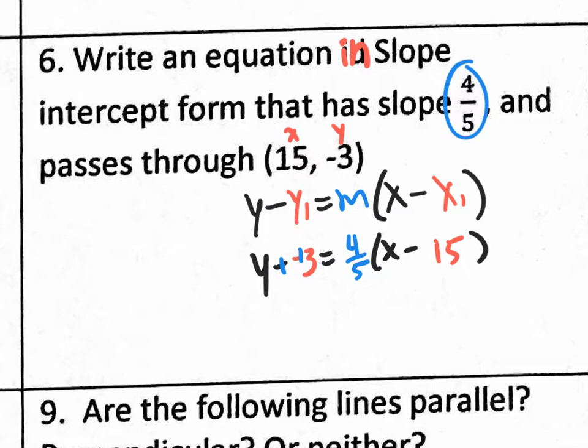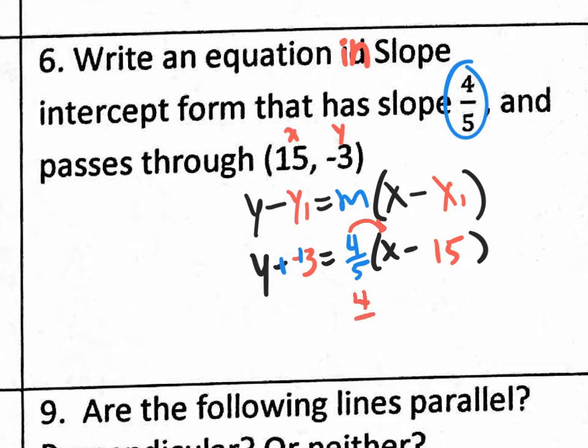But we're not asking for point slope. We're asking for slope intercept, y equals mx plus b. And we know that y equals mx plus b does not have these parentheses, right? So we need to get rid of the parentheses, and we don't have a y plus 3. We have y by itself. So let's get rid of the parentheses first by distributing.